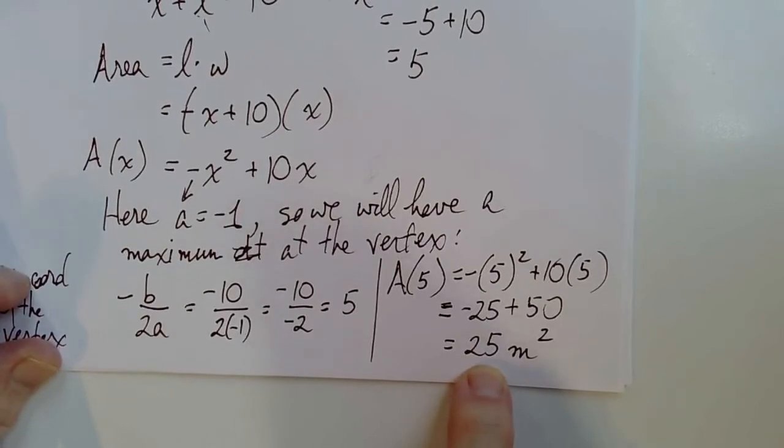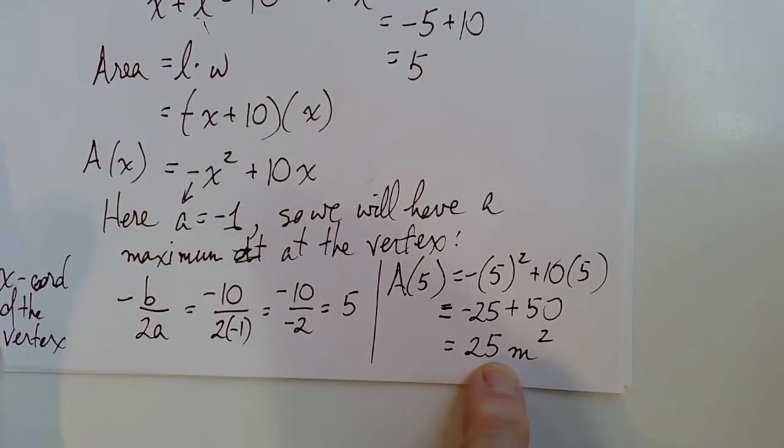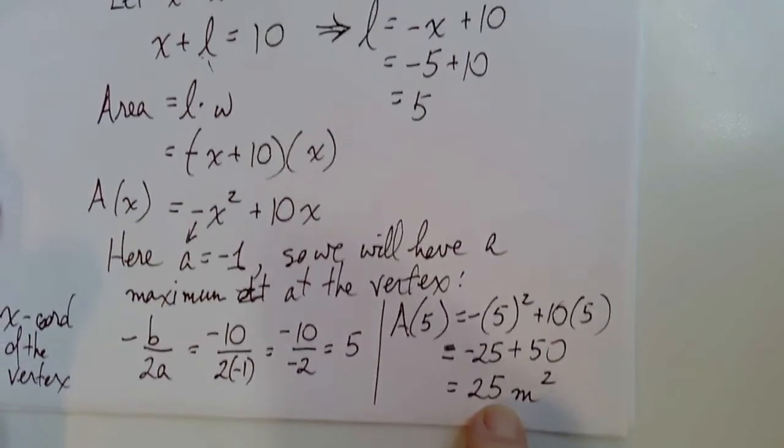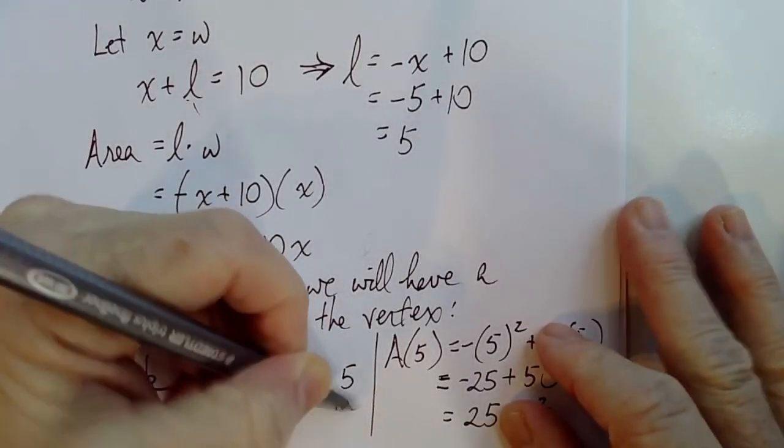So the answers are actually 3. There are 3 answers to this one. 25 meters squared is the maximum area, and the length and the width that give us that are 5 meters and 5 meters.